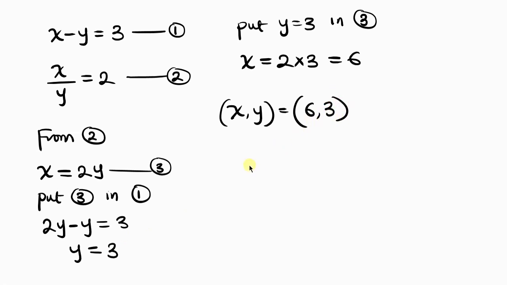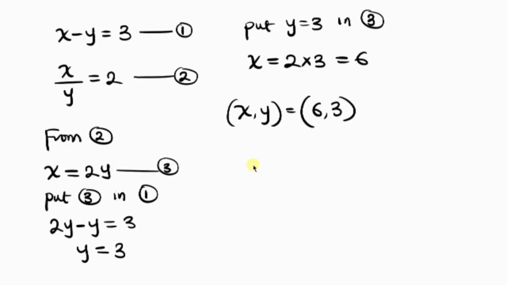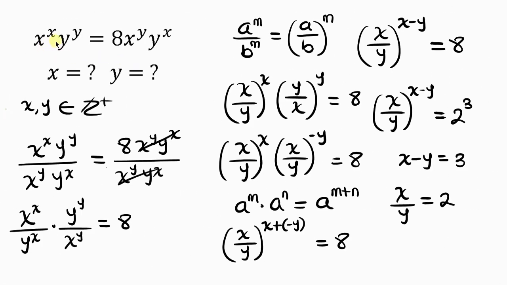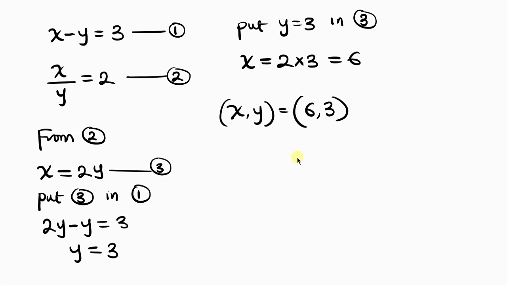Now, let's take a look at the given question. Notice that the given question or expression is symmetric, which means if I swap the positions of x and y, the equation will still remain the same. So, which means for our answer, it means x can also be 3 while y is 6. And these are the solutions, positive integer solutions.